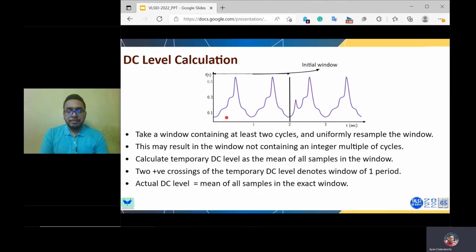So to solve that problem, we first calculate a temporary DC level, which is the mean of all samples inside the initial window. This will be somewhere between the minimum and the maximum. Once we have the temporary DC level, we observe that the window between two positive zero crossings of the signal gives one exact cycle. So this exact window contains just one cycle, and all of the signal points inside this window belong to this cycle. The mean of all of these points will give the actual DC value.